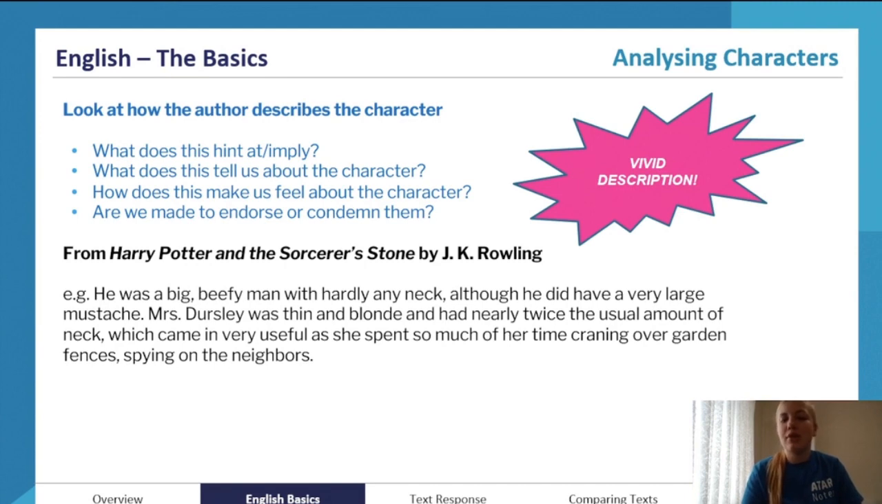"Mrs. Dursley was thin and blonde and had nearly twice the usual amount of neck, which came in very useful as she spent so much time craning over garden fences spying on the neighbors." So this description implies to me that Mrs. Dursley is someone who's very judgmental, and very non-judgmental of herself. She fills her days, in which she doesn't have much going on, being like the surveillance camera of the neighborhood, judging other people and observing their lives, and she enjoys finding flaws in other people rather than herself.